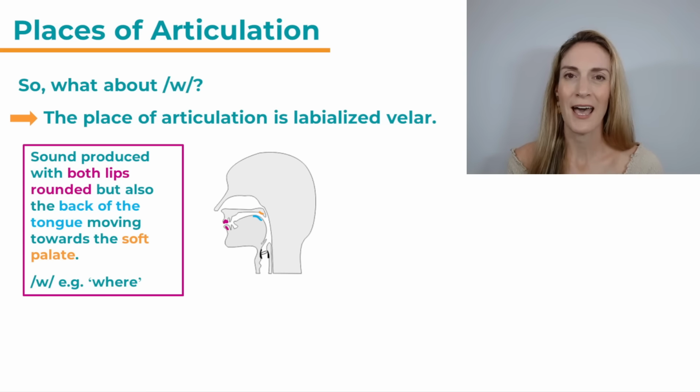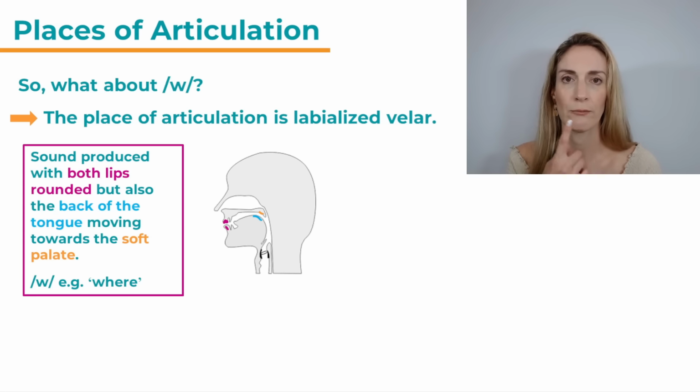And so what does that mean? So that means it's actually produced in two places. Labialized, that means at the lips, but velar, we know, is at the velum or soft palate in the back of the mouth. And so the sound is produced with both lips rounded, not closed.